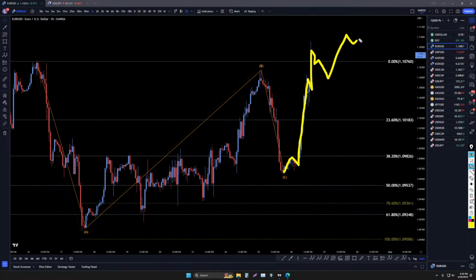But even if it does make a pullback, it's just going to be a correction to the uptrend, I believe. And there's not really any guarantees that it's even going to make a pullback. It very easily could just keep on going up.